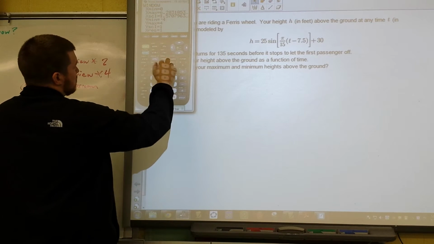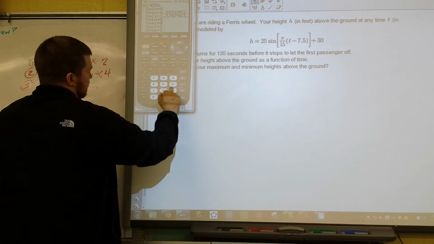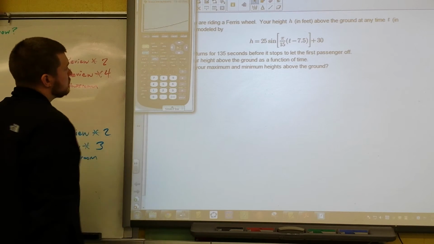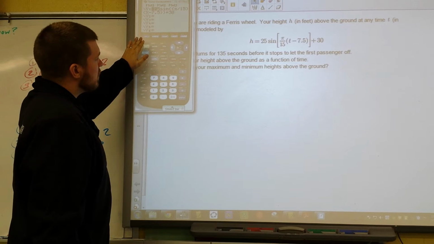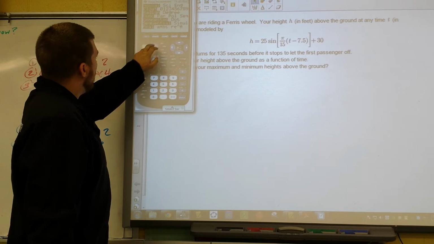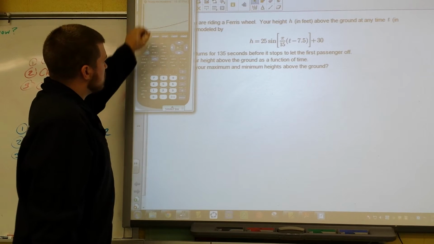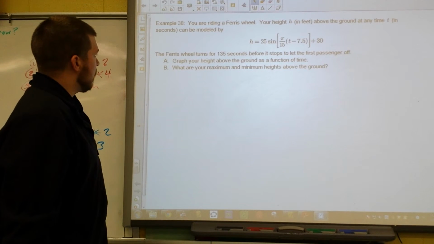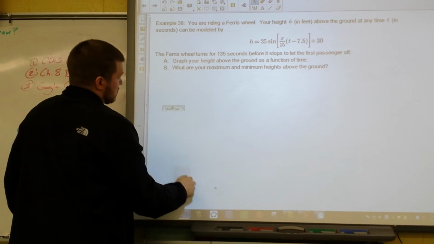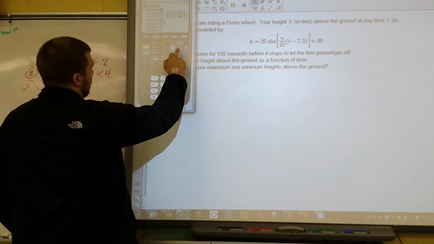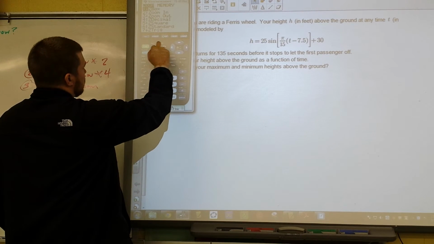And my y values, I'm just going to say the y min is 0. The maximum is going to be, say, 60, just so I got plenty of room in the graph. And something is not right. Oh, I'm not in the graph mode. Oh, it's, the Ferris wheel turns for 135 seconds before it lets the first passenger off. So my window, my x values are wrong. So I need to go from 0 to 135. Sorry about that. And there I see my wave.